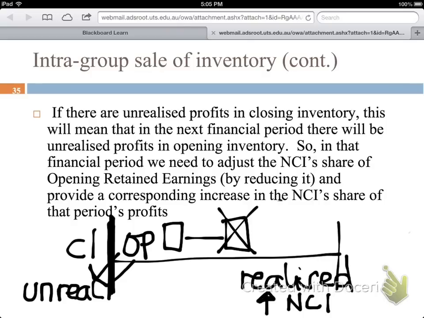Okay? So unrealized profit in closing inventory would decrease NCI. But when you're told that there's unrealized profit in opening inventory, this means it will be realized in your current year. Okay? Can we assume that the inventory is sold in your current year? Yes, you can assume so, because inventory are usually sold within 1 year because they are current assets and therefore are converted into cash within 1 year.